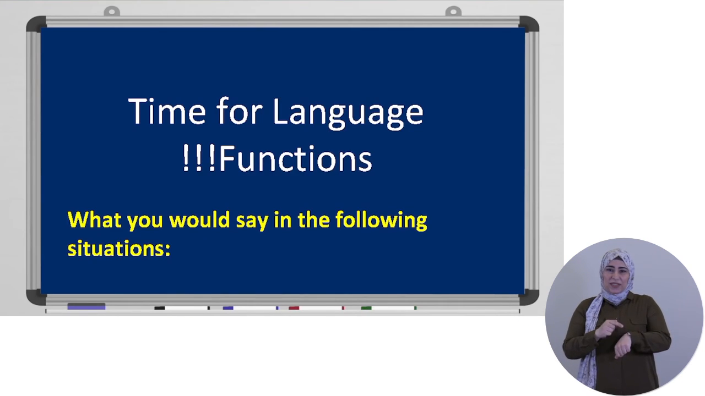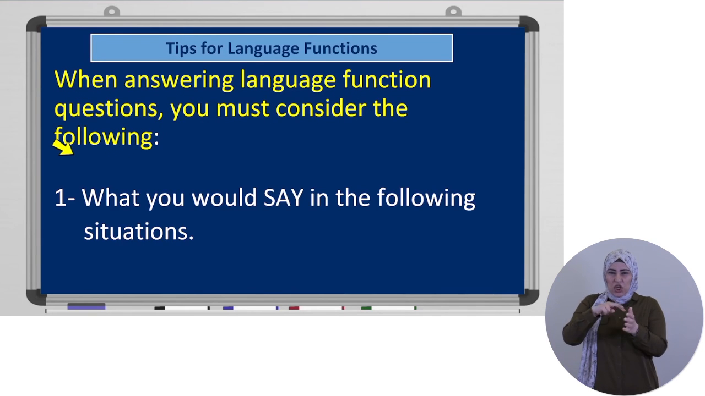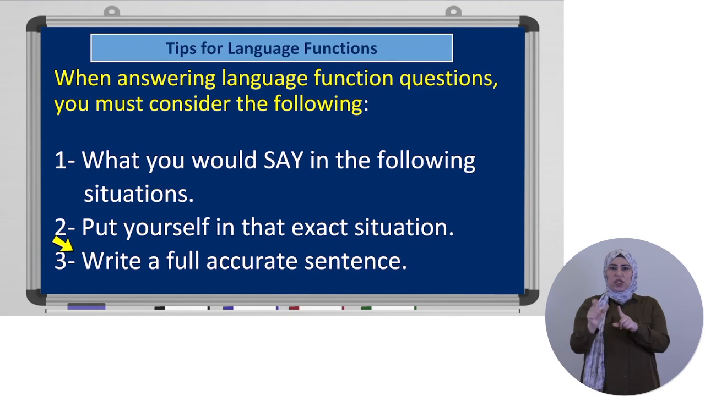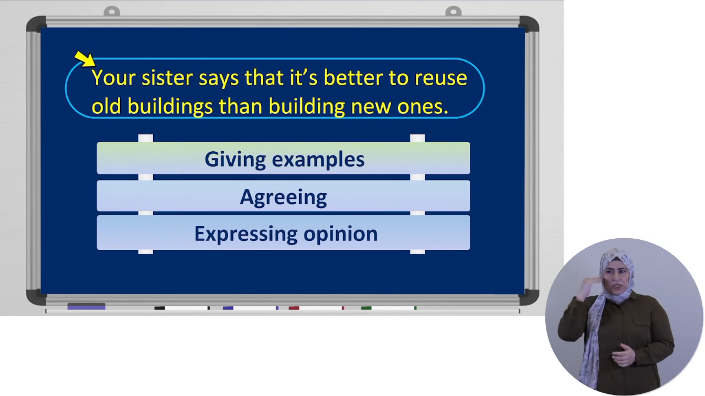Remember, when we talked about functions, all you have to do is to put yourself in the situation itself. Remember to think what you would say in that situation, how you would respond to that action, put yourself in that exact situation and write a full, accurate sentence. Let's get started. The situation is, your sister says that it's better to reuse old buildings than building new ones. My advice to you is to imagine what she would say. So she'd say, I think using old buildings is better than using new ones.